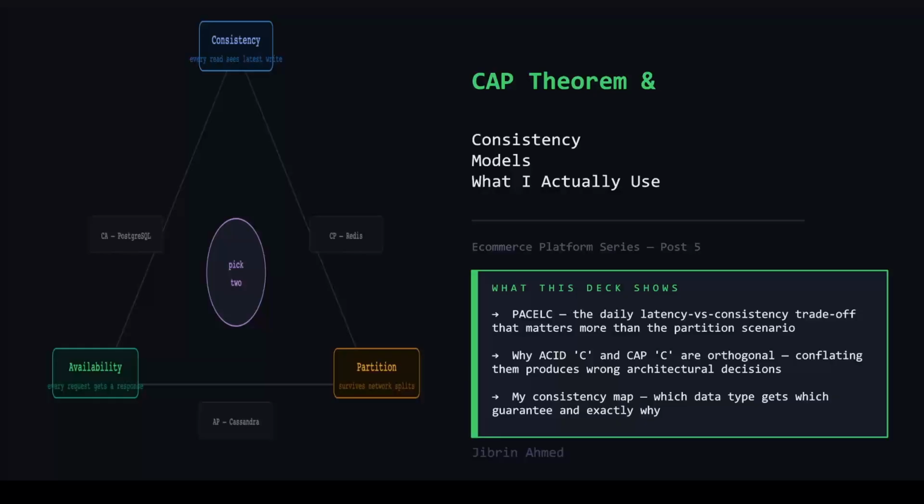And I'm building a full stack e-commerce platform for digital products and software services with Next.js and Supabase. This series is about the architectural decisions behind the platform, what I built, why I built it that way, and what I do differently. Today, we're going to be getting into CAP theorem and consistency models, what I actually use in my Next.js e-commerce platform.